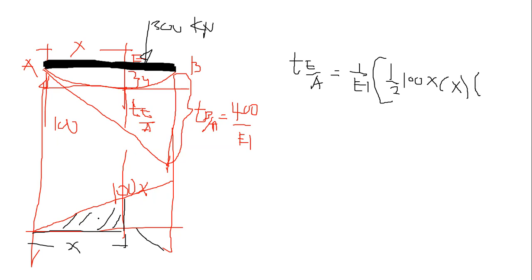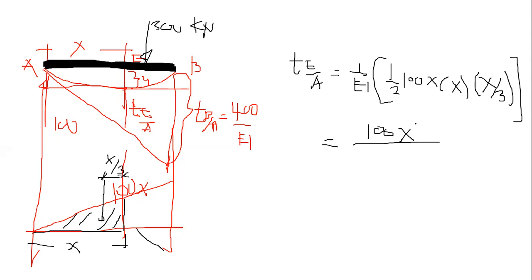And then you also need the centroid. Since this one is deviation, the centroid coming from here, going to the location where you're going to get the moment, is just x over 3. So you still multiply here by x over 3. You don't have any other areas to include. So this just becomes 100 x cubed over 2 times 3 is 6 EI. So that becomes 100 x cubed over 6 EI.